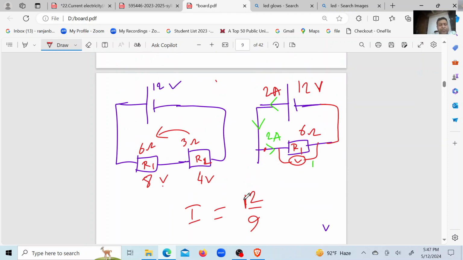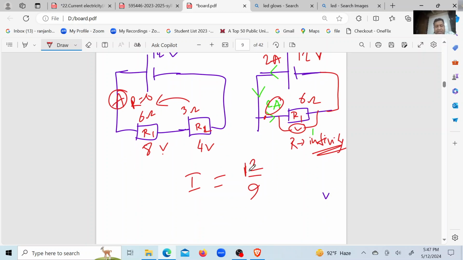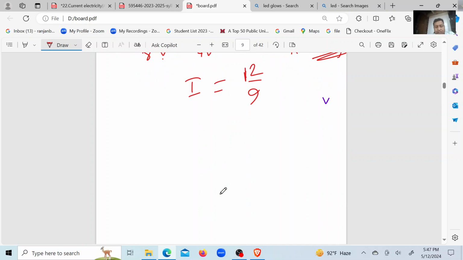Note one thing, if you want to measure that current, connect an ammeter here. An ammeter is connected in series, right? And the resistance of an ammeter is supposed to be 0, and the voltmeter resistance is supposed to be infinity so that it does not receive any current of the main supply. That's why theoretically it is infinity, but practically it is very big compared to the circuit resistance. Clear? Okay.